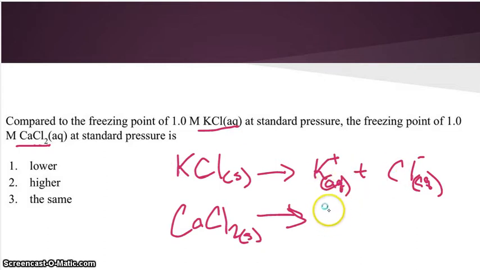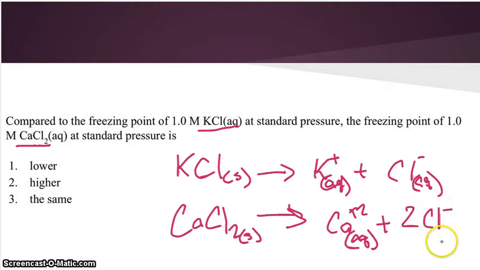Calcium chloride, on the other hand, when that dissociates, is going to create 1 mole of a calcium 2 plus ion. And since we have that subscript 2 there, that's going to give us 2 moles of chloride ions. So because of that, calcium chloride actually produces 3 moles of ions, 1 calcium and 2 chlorines. So because calcium chloride is able to dissociate into more particles, or more ions, in solution, it will have a greater effect on the freezing point, or change the properties more.